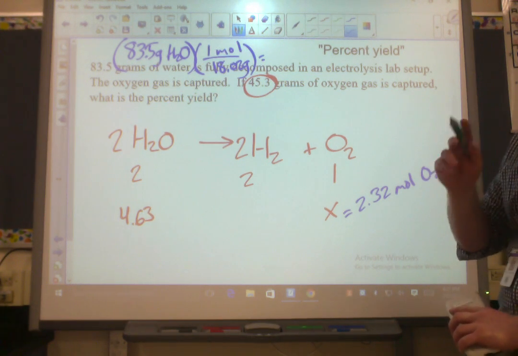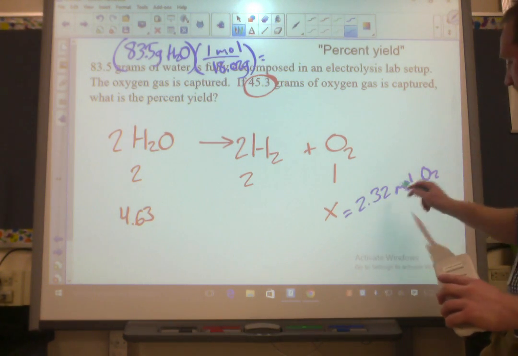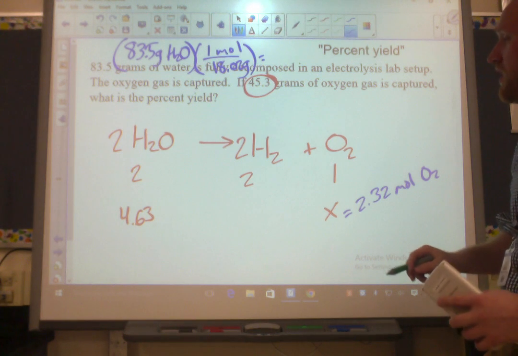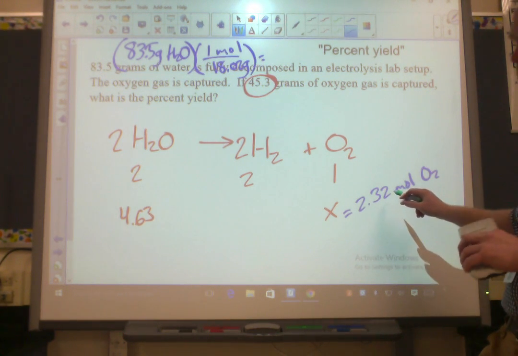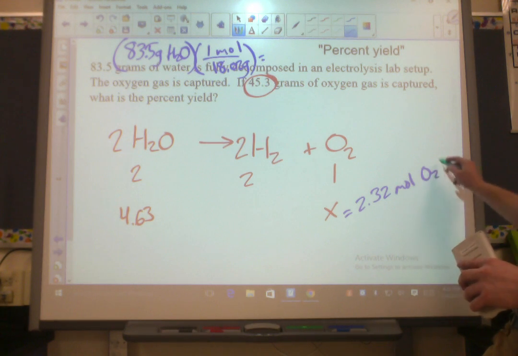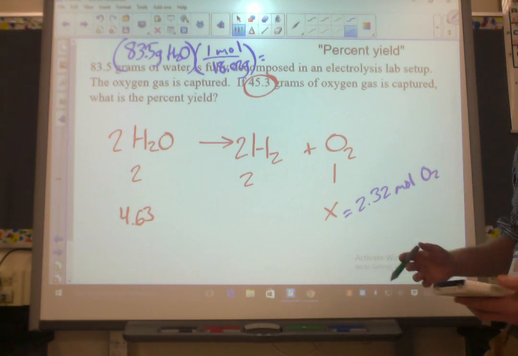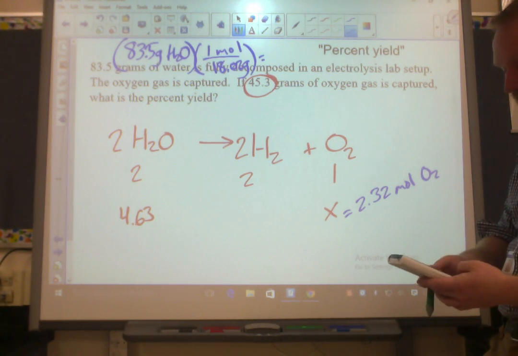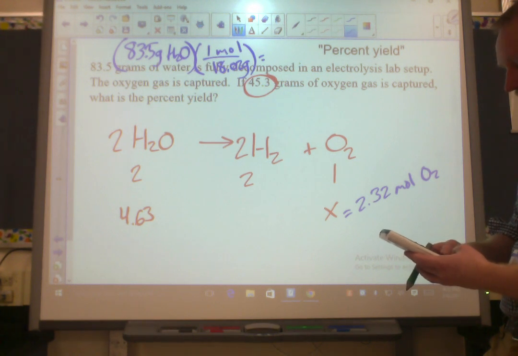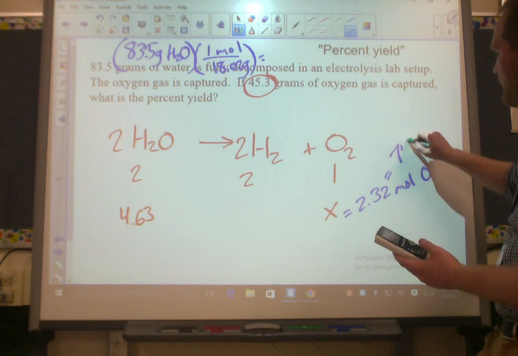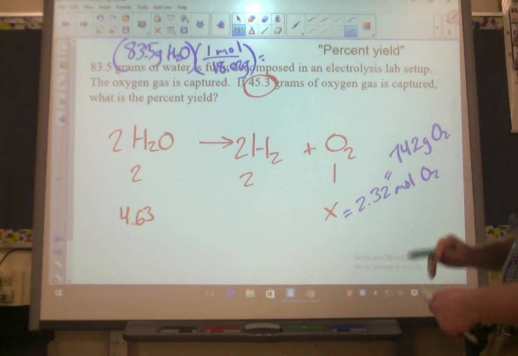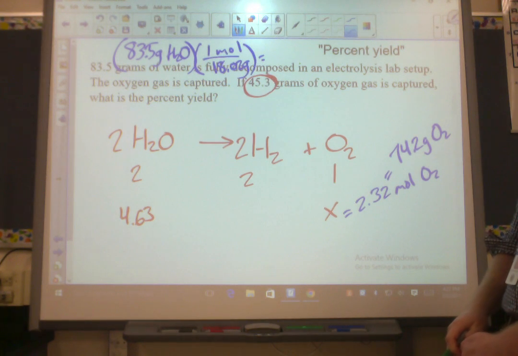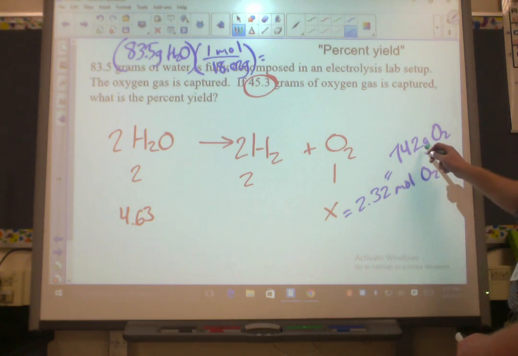In theory, in the perfect world, this is exactly how many moles you'd get. Well, this is my theoretical yield, but it's in moles. We need to get this into grams. So fortunately, O2 is pretty simple. It's 32 grams per mole. So I'm going to say 2.32 times 32 gives me 74.2 grams of O2. That's how much should form, in theory. So that's my theoretical yield.